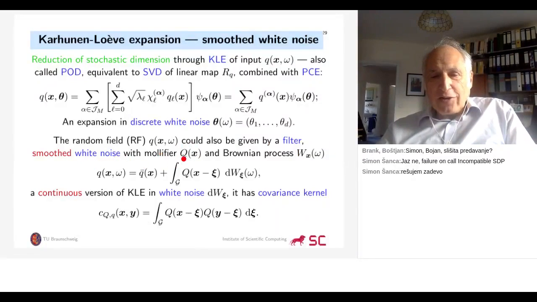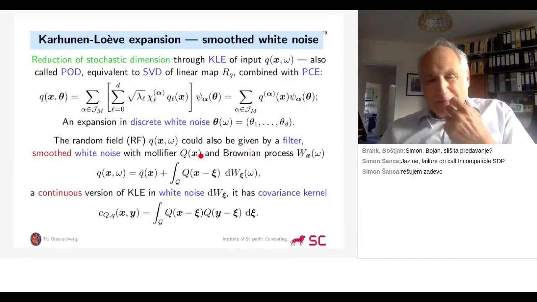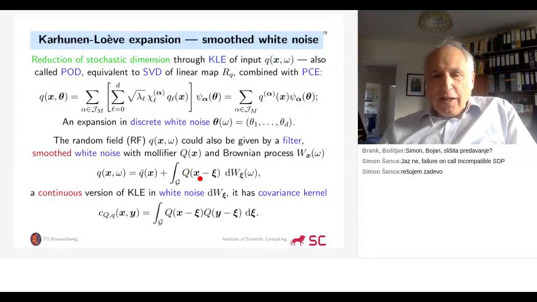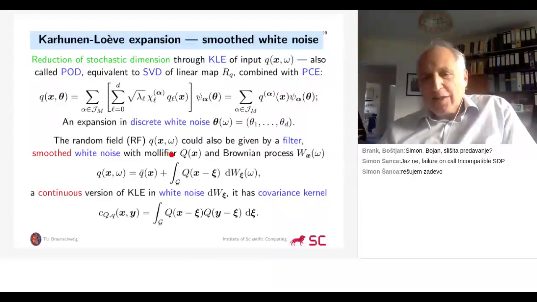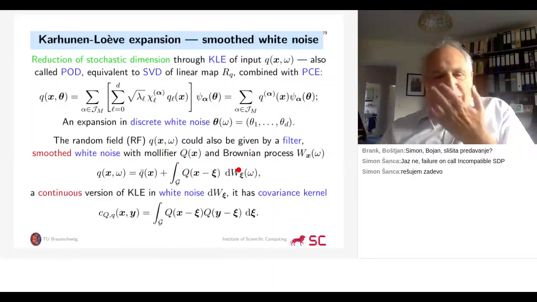We take a mollifier function Q. That's a function which is smooth and which drops off to 0 as x goes away from 0. And so you integrate this against a convolution with this mollifier. It's called a mollifier because it makes this very rough white noise smooth. By the way, this is called an Ito integral.